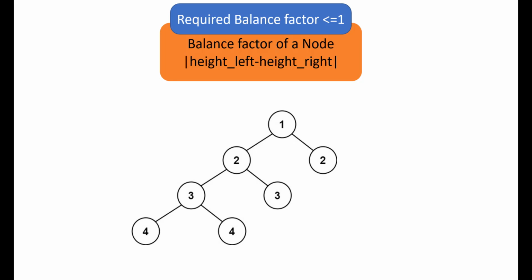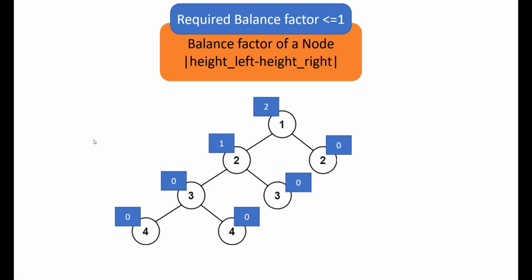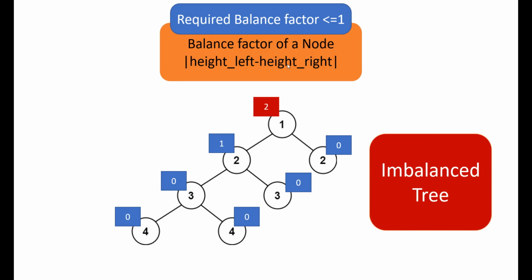For the next tree, if we see the balance factors, the balance factor up till this level is balanced. However, the node 1 or the root node has a balance factor of 2, which does not satisfy our condition, and thus the tree is imbalanced. Now that we know that we need to find the balance factor which is given by the absolute of left minus right, let's write some code for this.